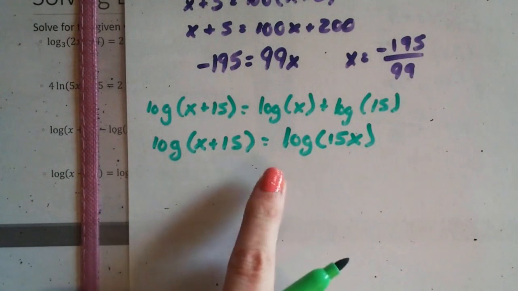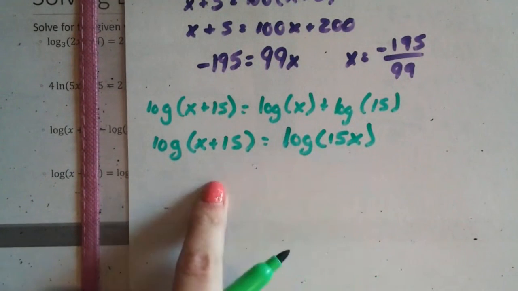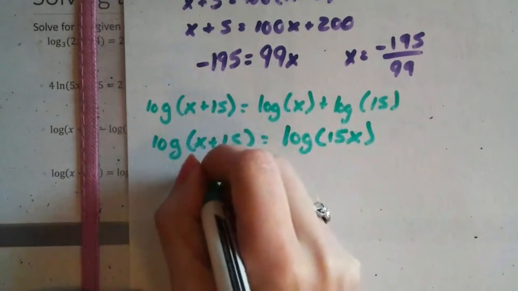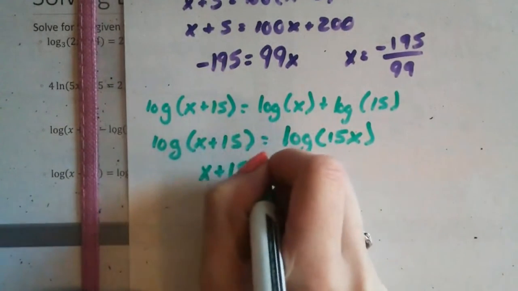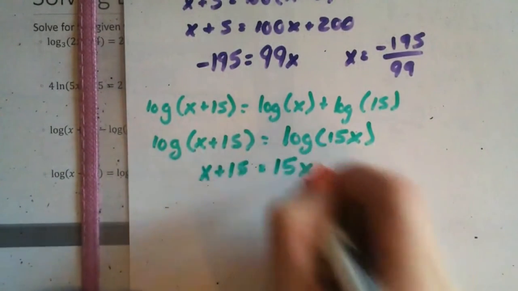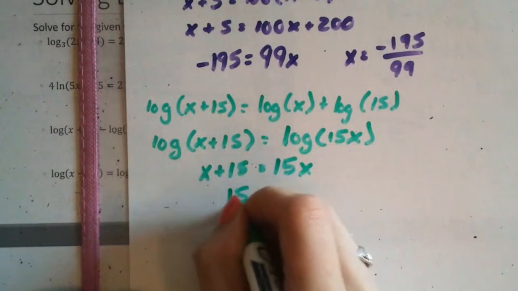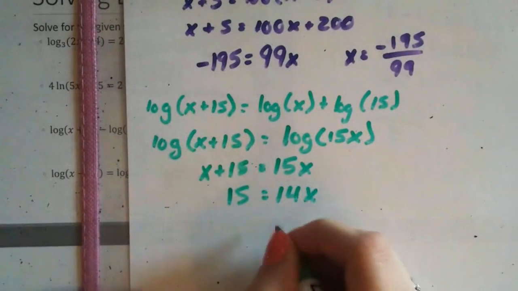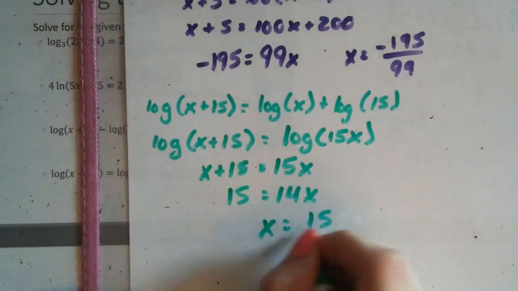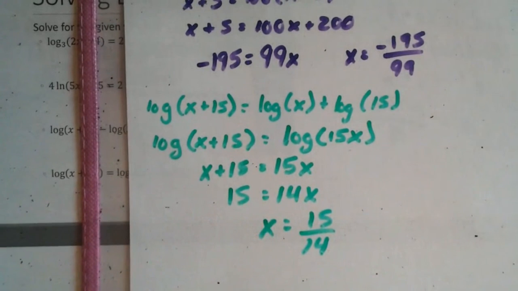If the log of this equals the log of that, then this better equal that. We have x plus 15 is equal to 15x. I can subtract over x, so that 15 equals 14x. Dividing by 14, we get x equals 15 over 14.